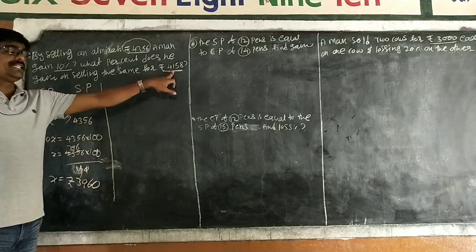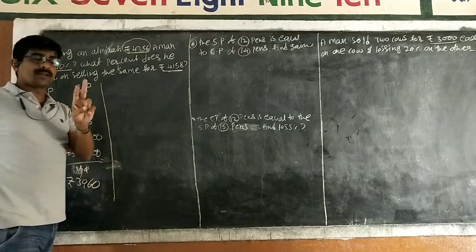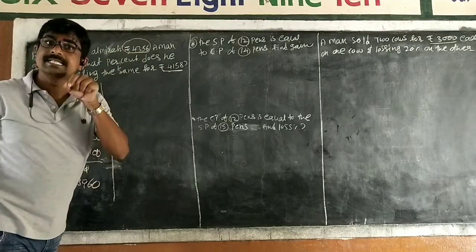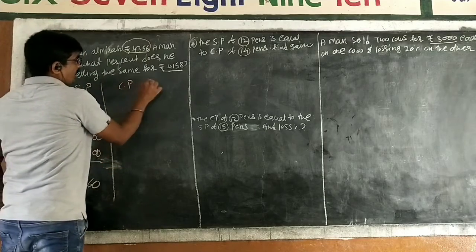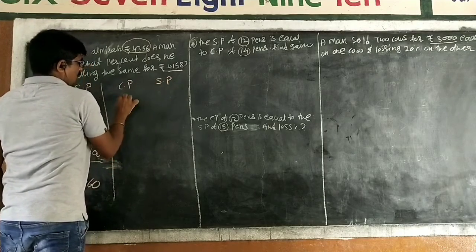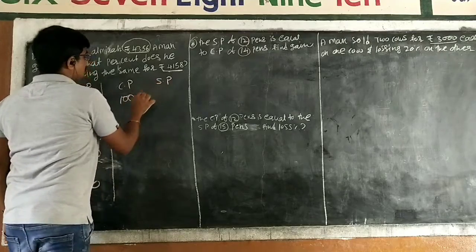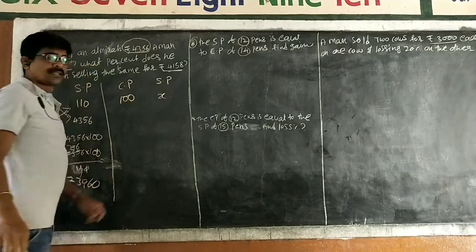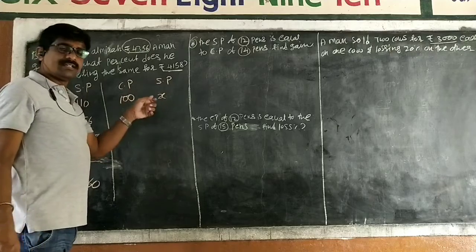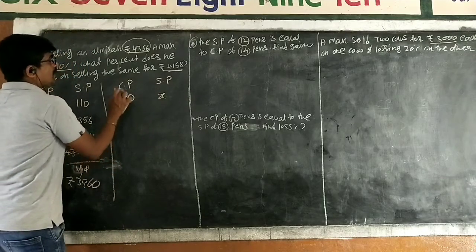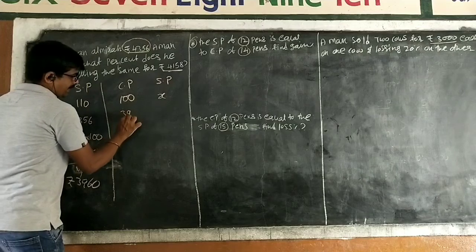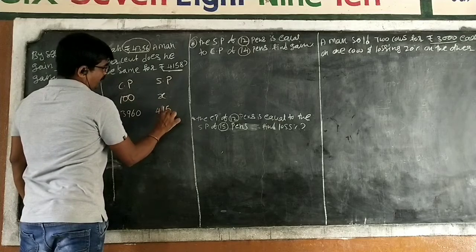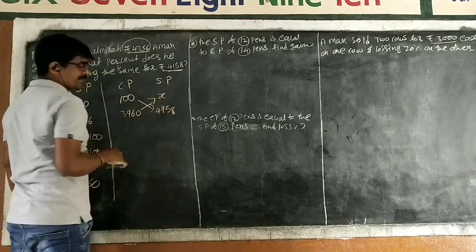Now, this problem has two parts. The first problem is over. Now I am going for the second. On the cost price and the selling price: cost price is 100, selling price means gain, which we don't know. That is x, I want to find that x. Next, cost price is 3,960, selling price is 4,158.